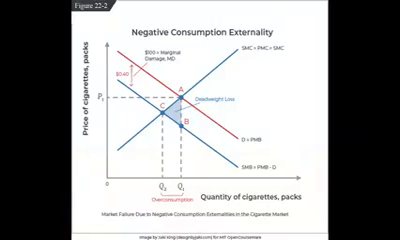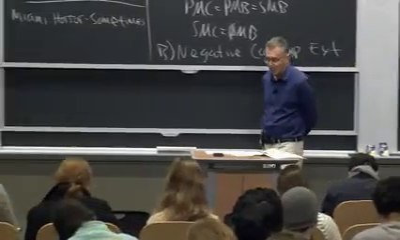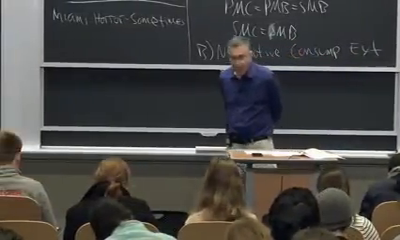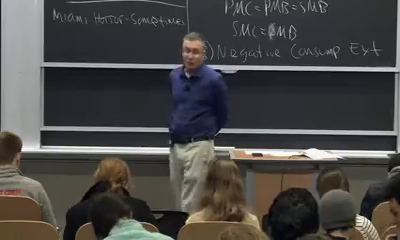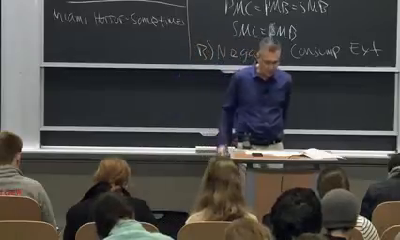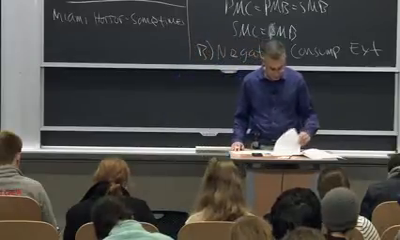As a result, I choose to smoke at point A, but the social optimum is point C. So once again, I've created a deadweight loss. Once again, I'm over-consuming. There's overconsumption here, just like there's overproduction of steel, there's overconsumption and a deadweight loss, because they're units that are privately optimal to consume, but not socially optimal. Okay?